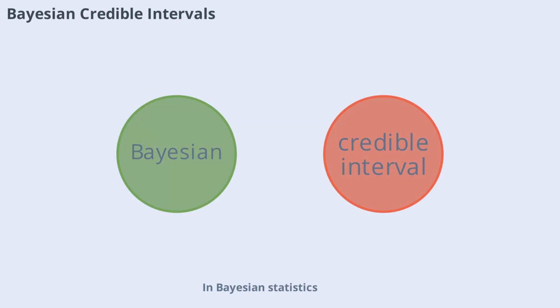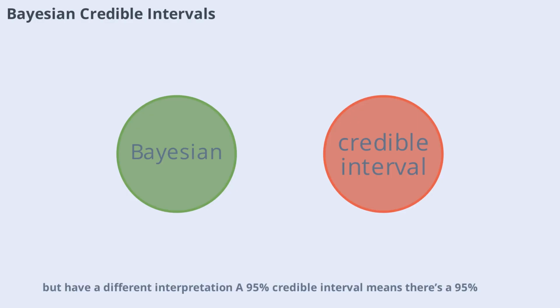In Bayesian statistics, credible intervals serve a similar purpose to confidence intervals, but have a different interpretation. A 95% credible interval means there's a 95% probability the true value is in the interval, given the data and prior beliefs. Understanding the difference between confidence and credible intervals is important for interpreting results from different statistical approaches.